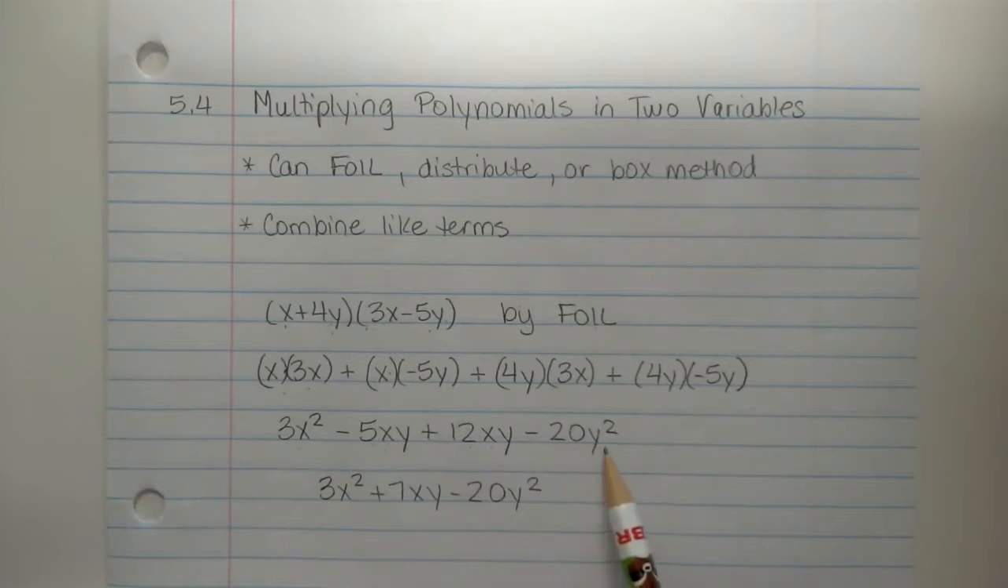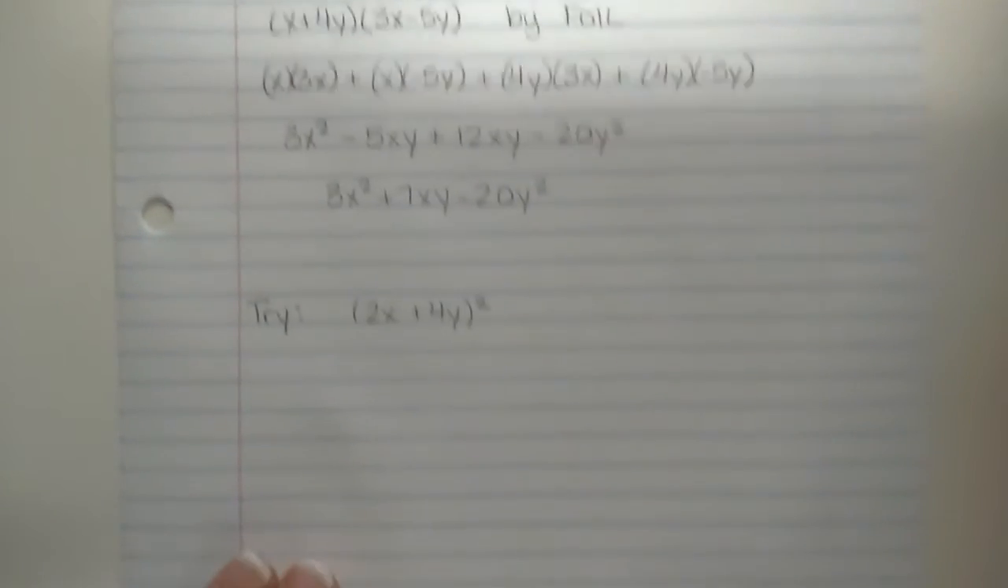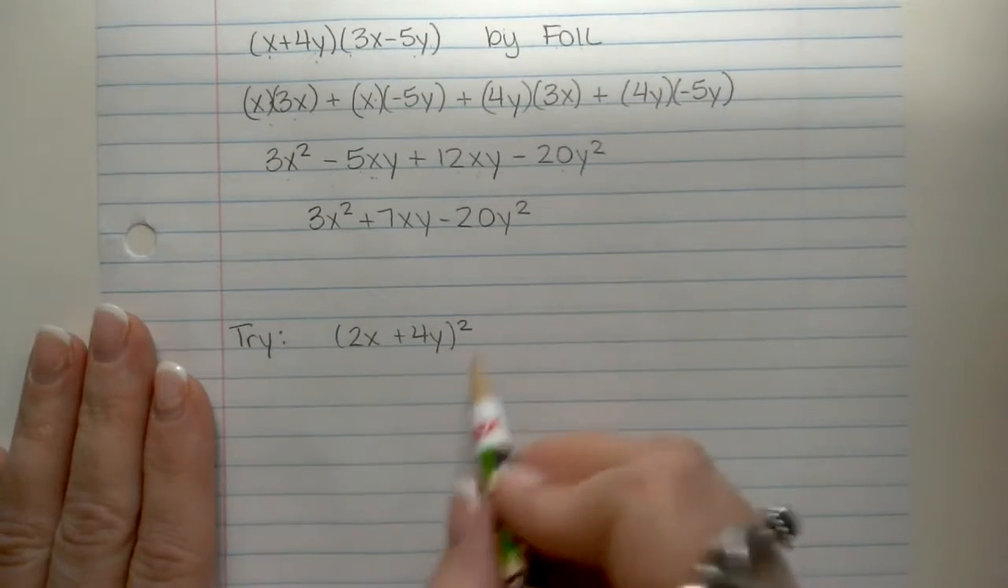When you're finished with these, you go back and look, can I combine any of these? Well, yes, there's an xy and an xy. Same variables, same exponents. So negative 5 and positive 12 give you positive 7. All right, try this in the video, and then come back and see if you got it right.